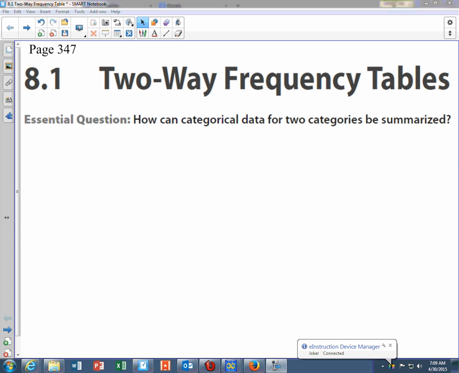All right, guys, we're all finished with math Smarter Balanced testing. We're going to get back into our algebra book and finish the year off that way. And we're going to go back to chapters that we skipped when we went to systems of equations in Module 11. So we're going to go back to Module 8, and this is all about data and statistics. So we're going to start with what are called two-way frequency tables.